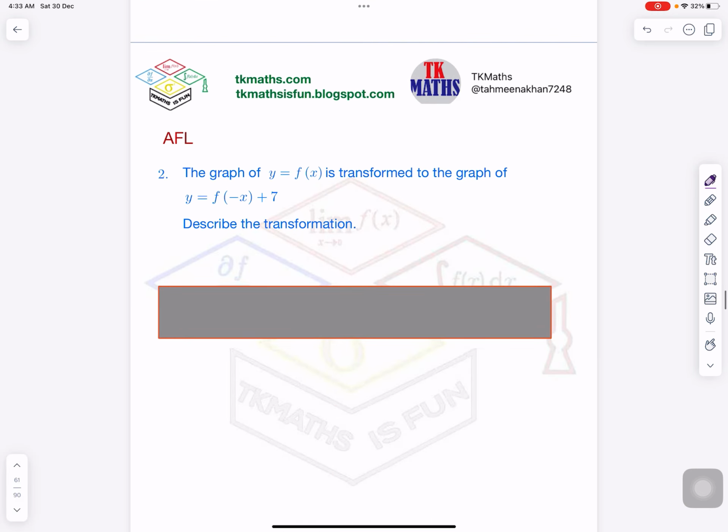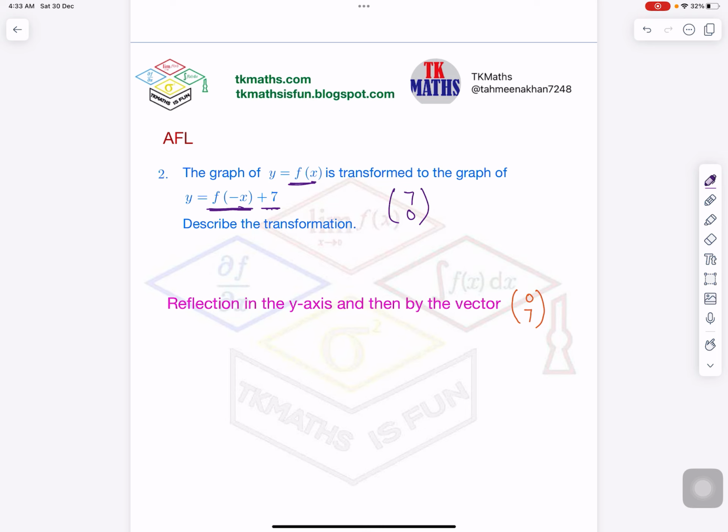Now describe the transformation. Now I think you can describe it very well. You can say f of x will be reflected in the y-axis. Then it will translate 7 units up. So you can write here properly. You can write in the description properly to explain your point of view.